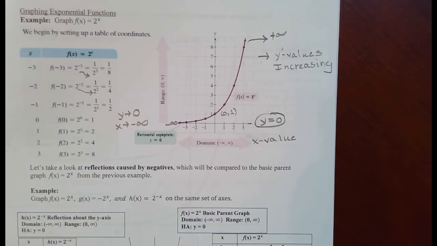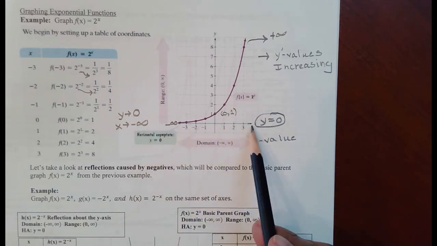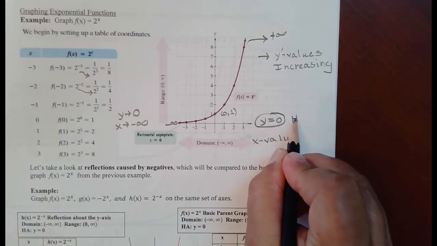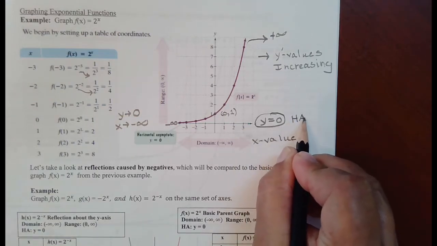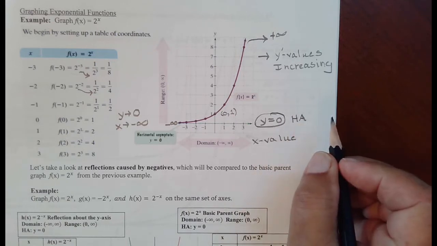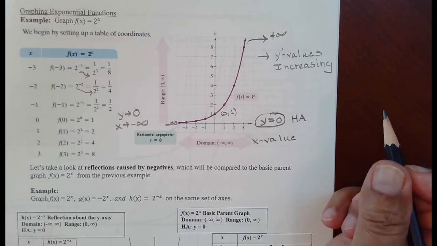Okay, and then other things that you want to look at are the range. Now notice that as your graph approaches this line called y equal to 0, which happens to be your horizontal asymptote. You're going to be asked that in every single graphing problem. What is the horizontal asymptote? Well, most of them anyway. So this asymptote is what determines the range.